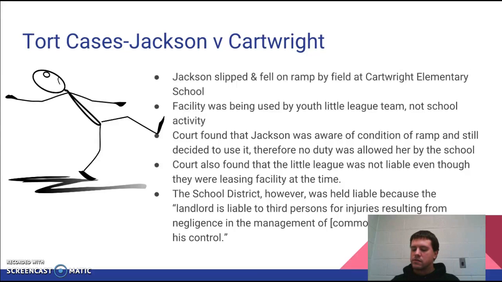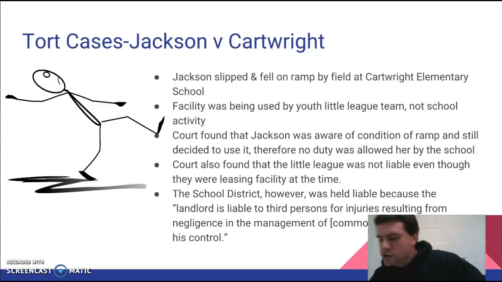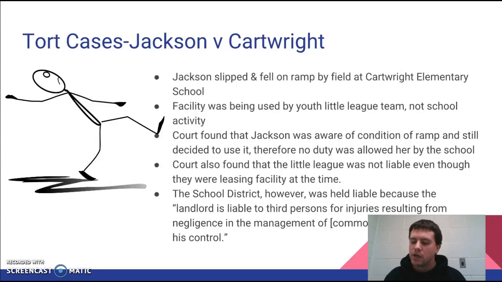Next case is Jackson versus the Cartwright School District County School System. In this one, Jackson slipped and fell on a ramp by Cartwright Elementary School following her son's baseball game. The facility was actually being used by the Youth Little League team, not for a school activity.